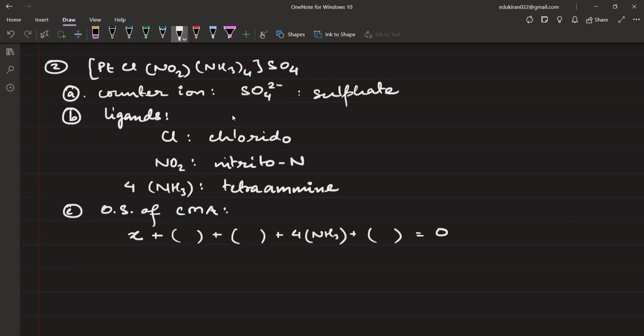चलिए. What will be the charge on Cl? Tell me, guys. Cl chlorido, negative 1. NO2 के लिए क्या होगा? What will be the charge on NO2? देखिए बताइए. Look at the list and tell me. For NO2, what will be the charge? -1. What about ammonia? What will be the charge on ammonia? 0. What will be the charge on SO4?